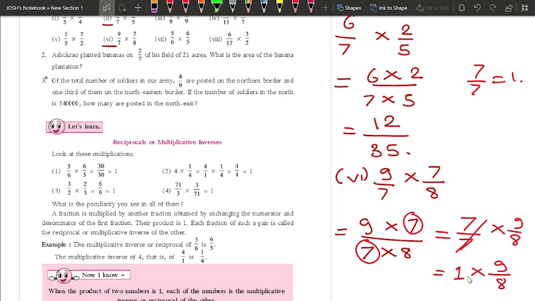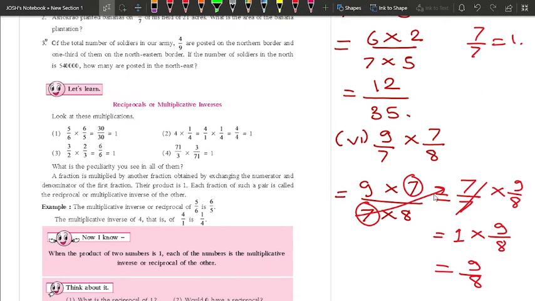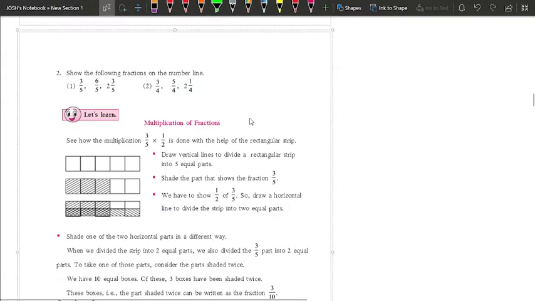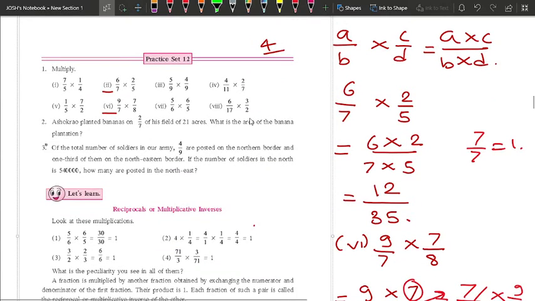You can directly cancel 7 by 7. Cancel in the sense divide them. Why divide? Because you have to simplify. Simplification is important. That's why you have to do it. And now we will have a look at the next question.